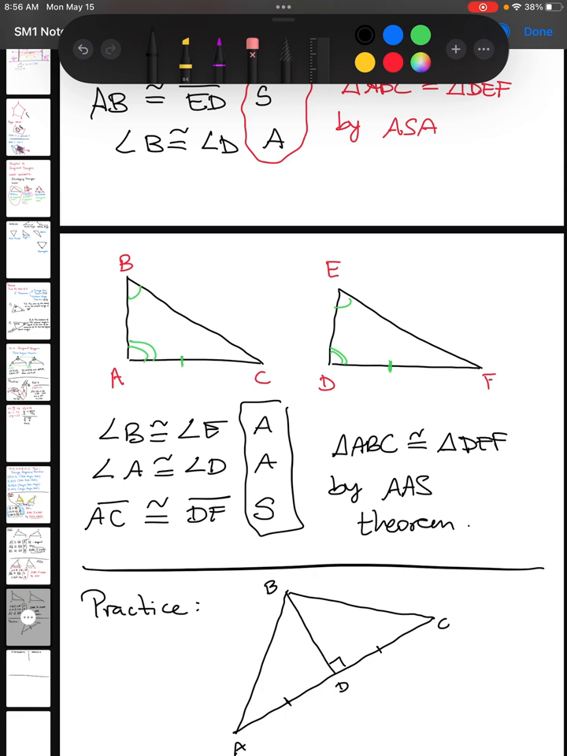I'm going to pause it here because now the second part of this video, what are we going to do? We're going to work out some exercises dealing with these theorems, okay?